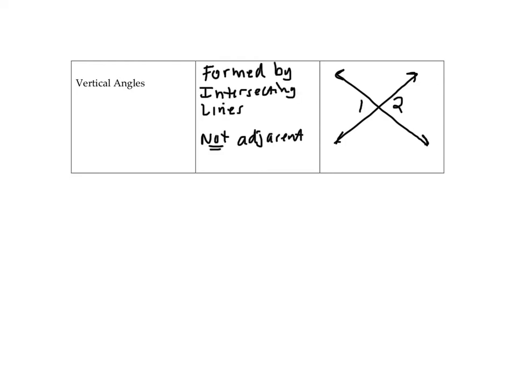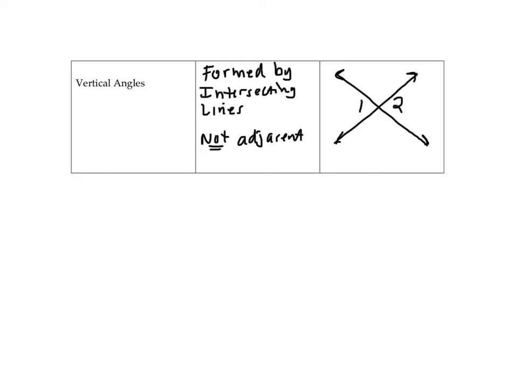Our third special angle pair has kind of an awkward definition, and that is vertical angles. And so I'm going to describe how they're formed. Vertical angles are formed by two intersecting lines. You see we have four angles formed here. And we want to take a look at this angle. We're going to call it angle 1, and this angle, angle 2. So you can say that angle 1 and angle 2 are vertical angles. So again, they are formed by intersecting lines. And vertical angles are not adjacent to one another.